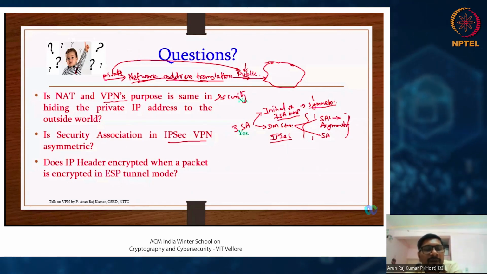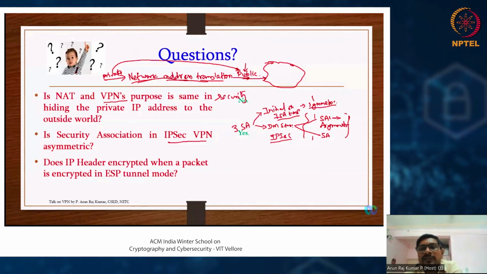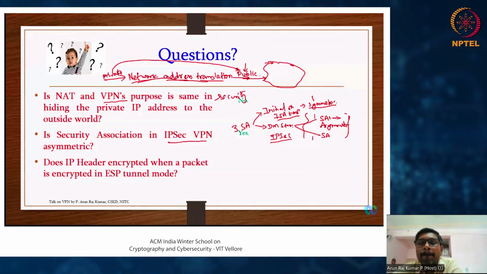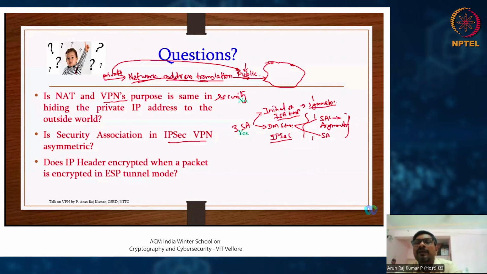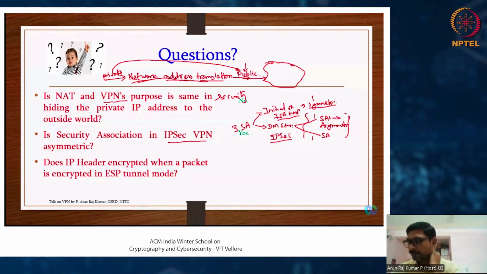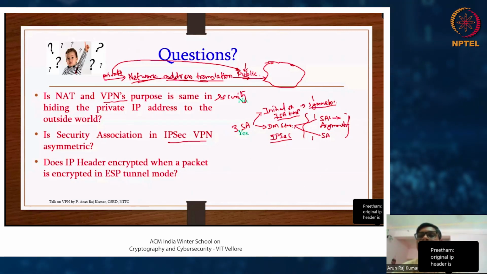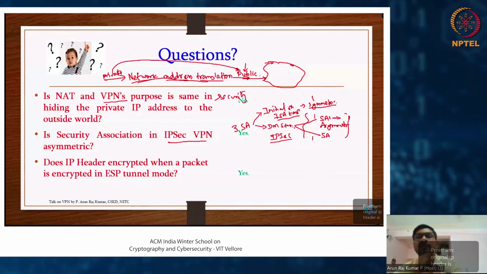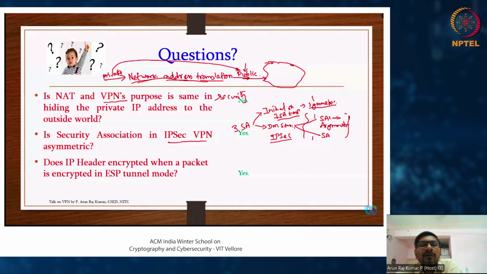Does the IP header get encrypted when a packet is encrypted in ESP tunnel mode? What is the answer? In tunnel mode, is the IP header encrypted or not? The actual IP header, not the dummy. The original IP header is encrypted. So, yes, the actual IP header is encrypted. I'm just running out of time.